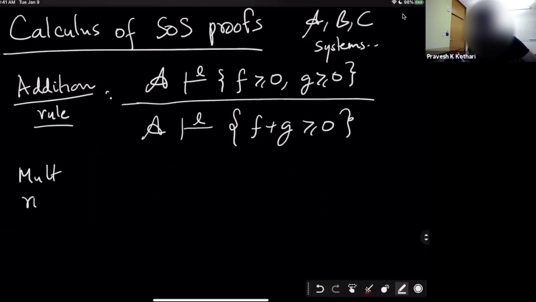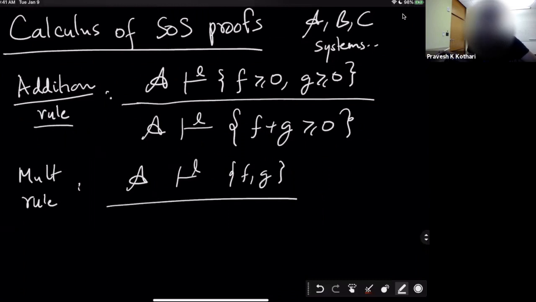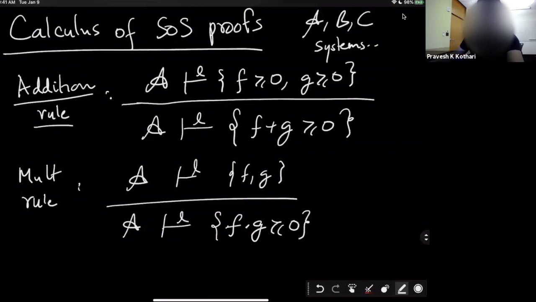There's an analogous multiplication rule. It just says that if A derives in degree L, F bigger than or equal to 0, G bigger than or equal to 0. You see, I'm already getting tired of writing this repeatedly. Then A also derives in degree L, F G bigger than or equal to 0. Make sure that I got this right. I feel like it might be a bit larger. With 2L. Yeah, I think it should be 2L.